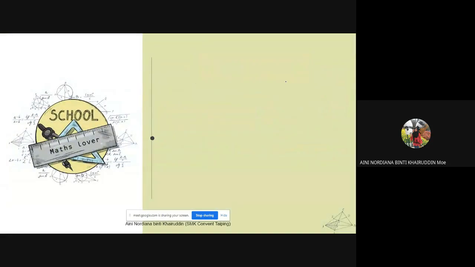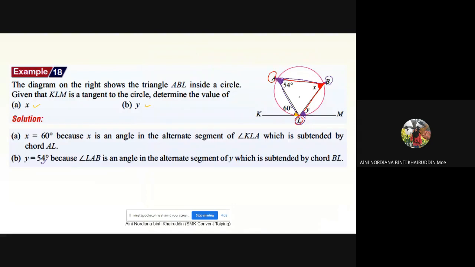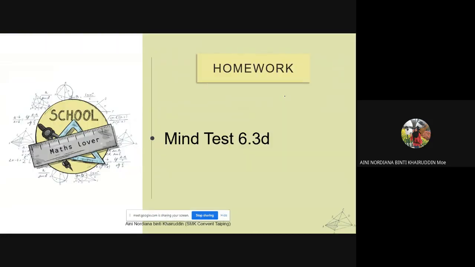So, ada soalan girls? Faham tak yang ni, alternate segment ni? Tak ada cikgu. Okay, so this is your homework. Mind test 6.3D. So that's all for today.